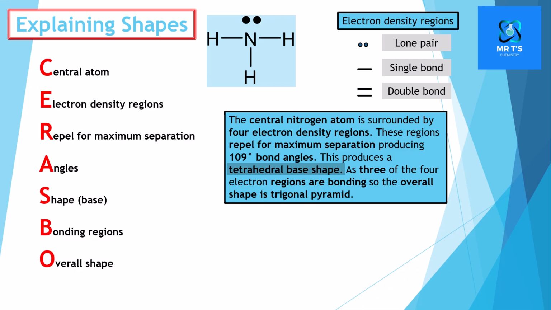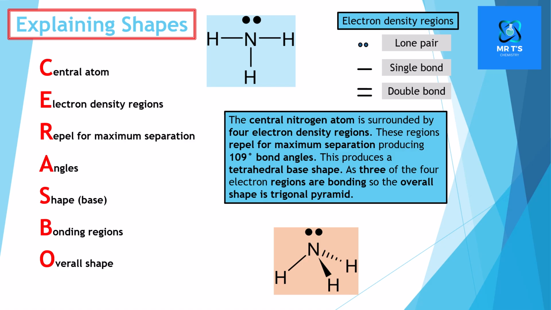Okay, S, given the base shape. As 3 of the 4 electron regions are bonding, I've talked about the number of bonding regions. In here, if you want to be thorough, you can also say, and 1 is non-bonding. The overall shape, that's O, is trigonal pyramid. So this is me. I use the acronym CERESBO to make sure I include all of those 7 important details.